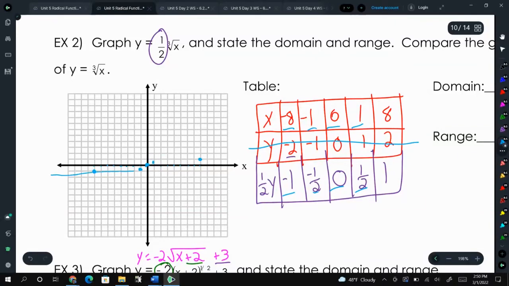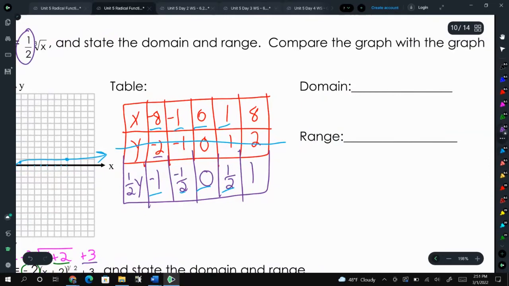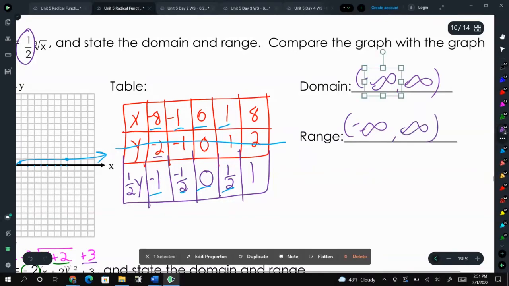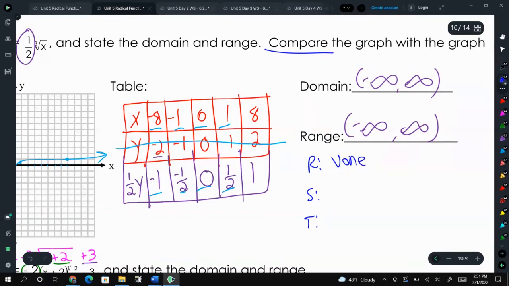So our cube root graph will look like this. Domain and range, like I said earlier, domain and range for cube root is always -infinity, infinity, always. And it did ask us to compare, so we have r, s, t. Because our a value is positive, there is no reflection. But because it's 1/2, we have a vertical shrink.